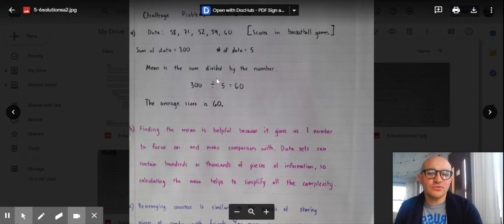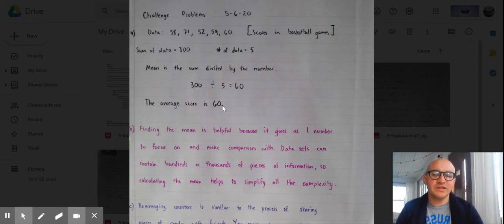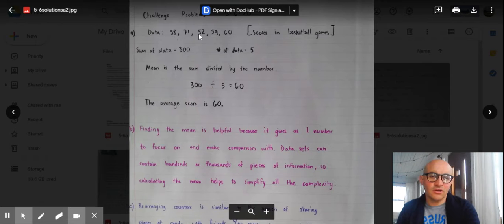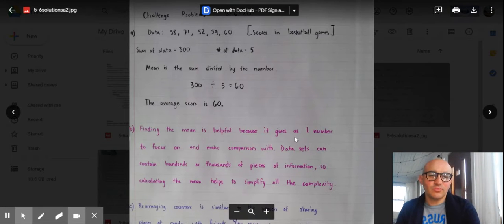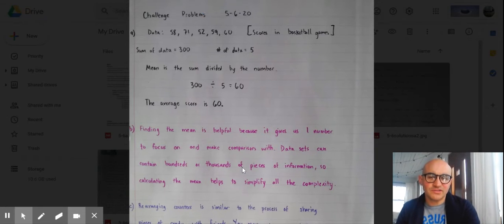And so what we want to do is level everything out by using this process of finding the mean, and that helps. 60 is a lot easier. This one number, 60, is a lot easier for me to understand than all of these big varying numbers up here. So really that's what this says here in part B. It just helps us make sense with one number rather than having huge amounts of numbers.